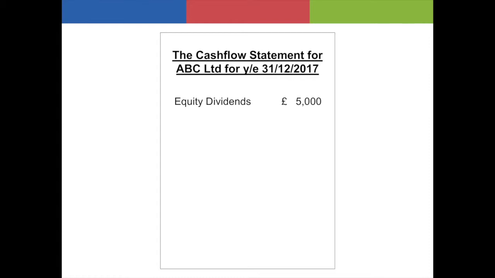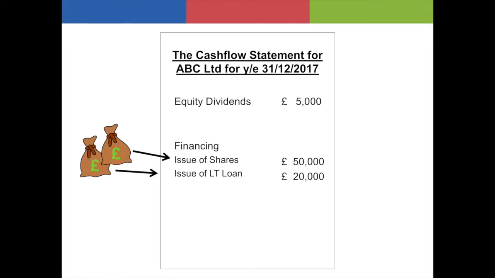Equity dividends. The next section looks at the payment of dividends. The dividends paid will be any interim dividends paid during the year plus any other dividends owing from the previous year. The final section is a financing section which shows the cash flows in respect of shares, loans and bonds. Cash inflows can be due to an increase in share capital from issuing extra shares or an increase in medium and long-term loans. Cash outflows can be caused from the repayment or redemption of share capital or by repayment of medium and long-term loans.